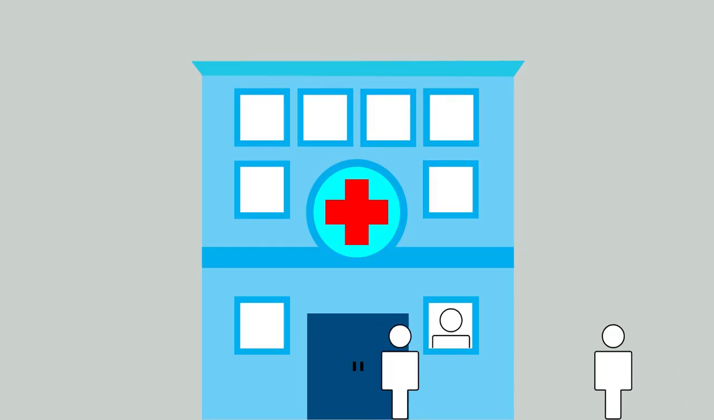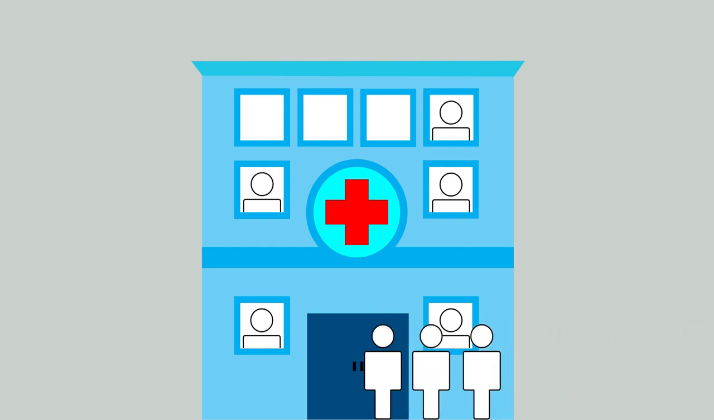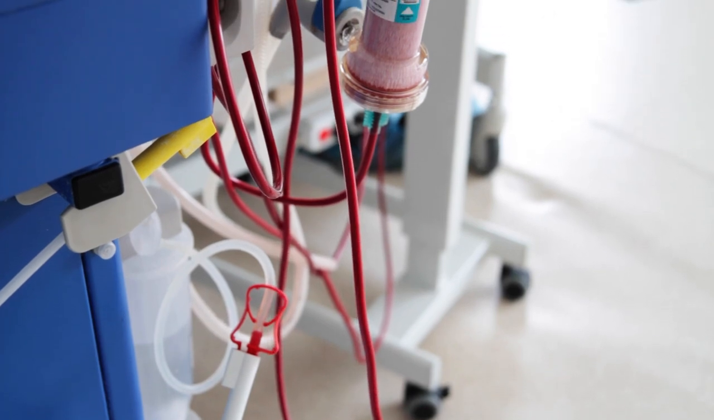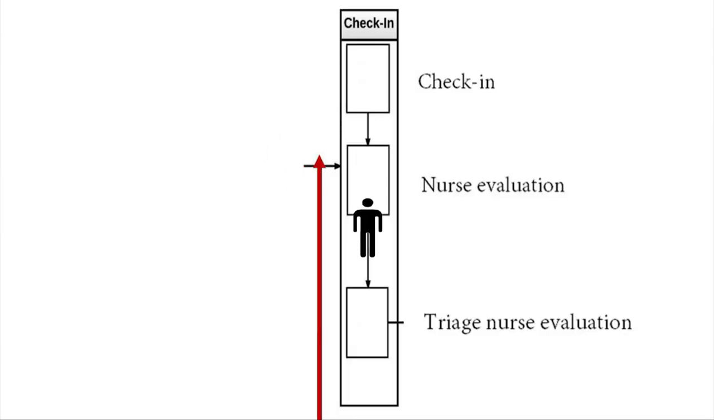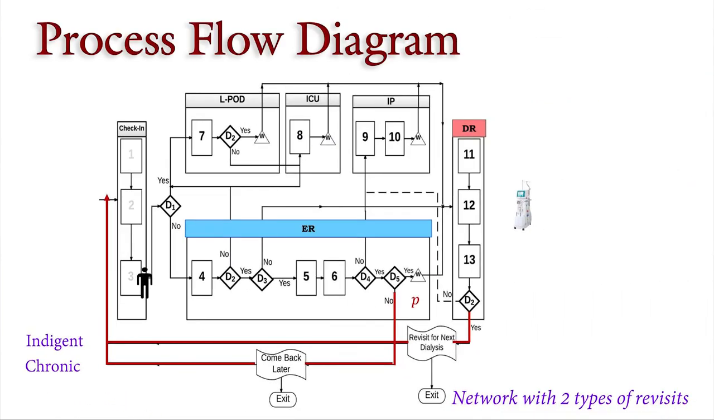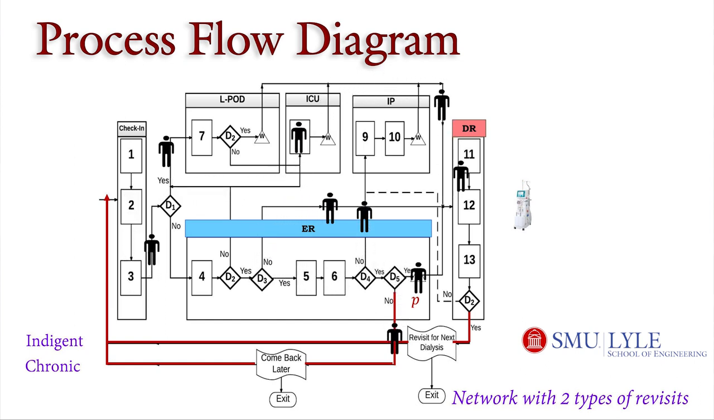I was able to observe a specific stream of patients who were arriving for dialysis treatment, and during that visit, I could implement some of the fundamental tools and techniques to model the arrival process of dialysis patients in Parkland ER to improve operations. We have developed a process flow diagram that shows how the patients arrive and flow through the system, and working on that diagram, we have been able to identify several research problems of interest.